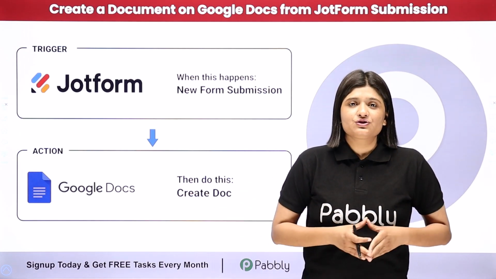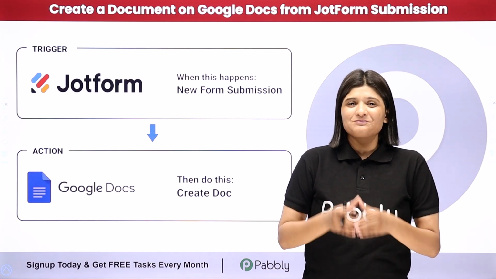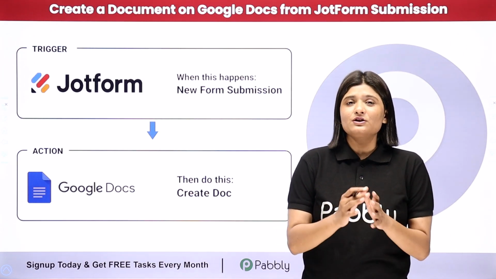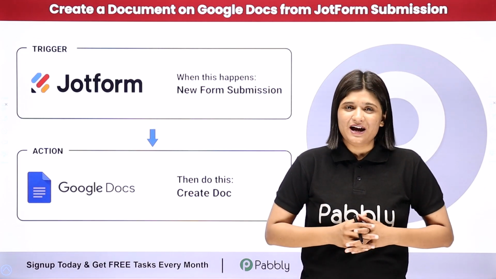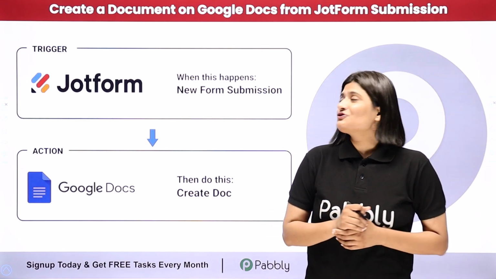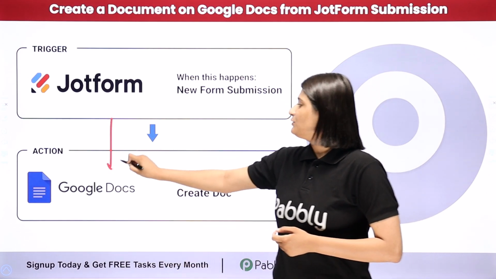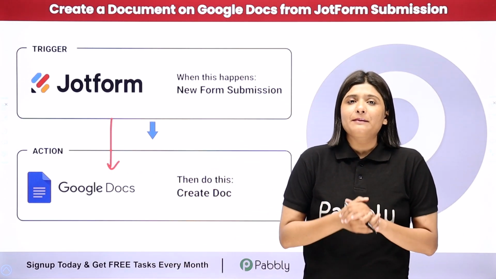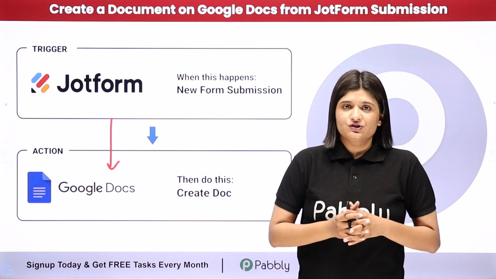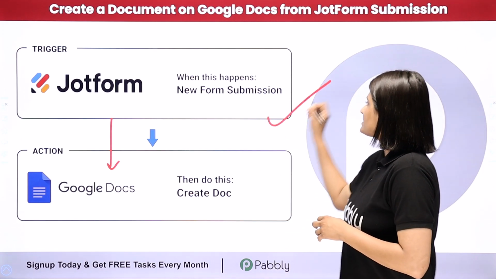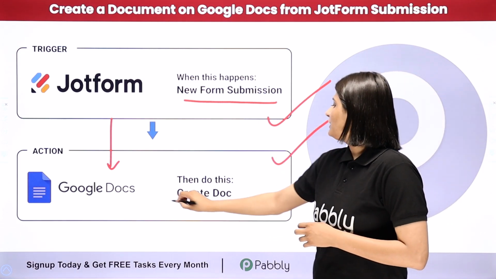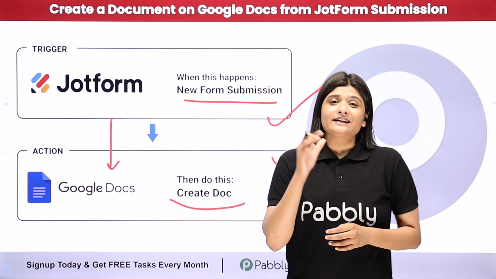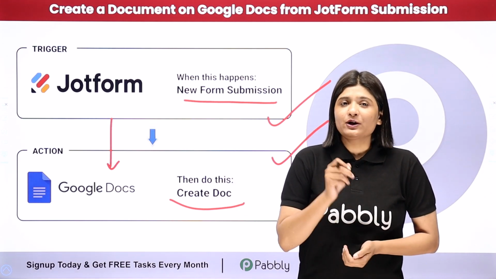And to do this automation, I'm going to use Pabbly Connect. Pabbly Connect is an amazing automation and integration software which requires no coding or programming skills. Here I just need to build a connection between JotForm and Google Docs. With the help of Pabbly Connect, I am going to build this connection in such a way that whenever I receive a new form submission in JotForm, a personalized and customized document will be created automatically in my Google Docs.